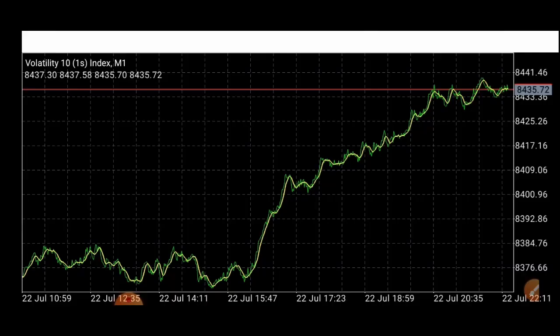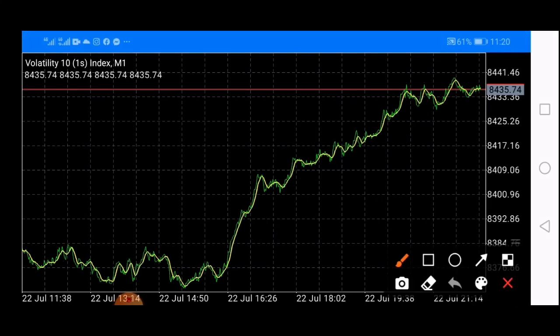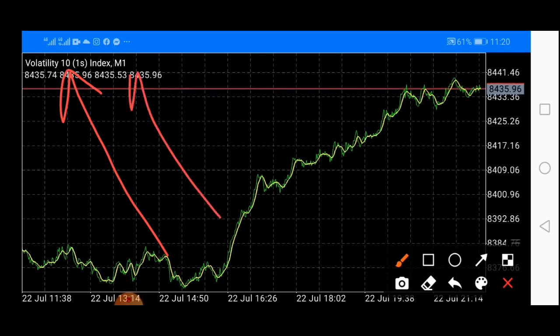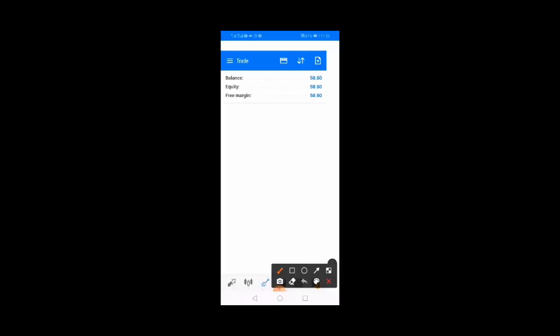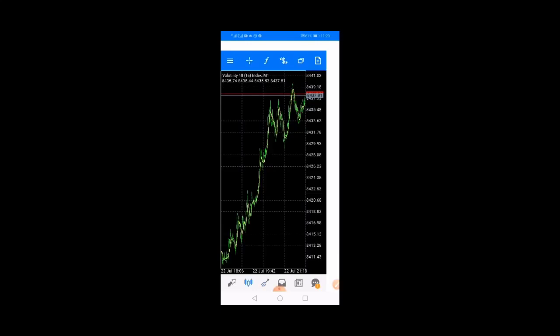I want to take a trade now, and I'll be trading the Volatility 10 index, as you can see here, and this is the 1 minute time frame. And why I choose the Volatility 10 index is because my trading balance is $50. So my balance and equity is $50. I'll go back to the chart.